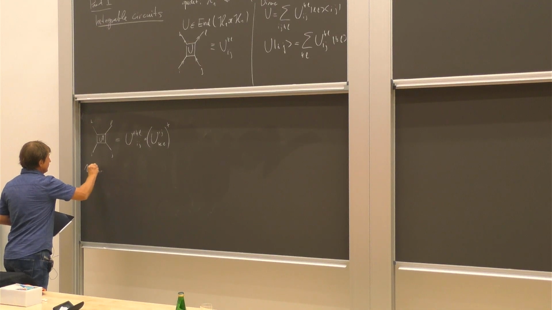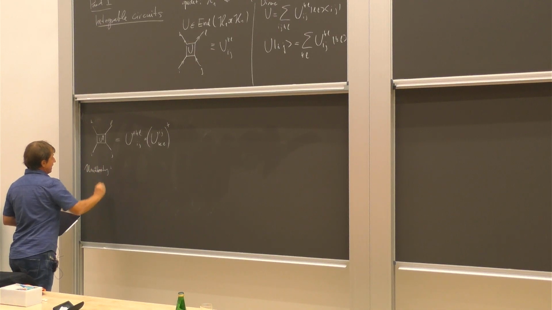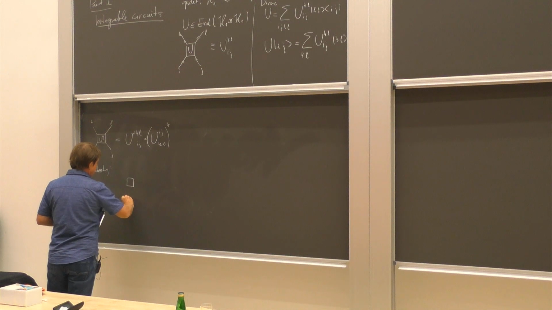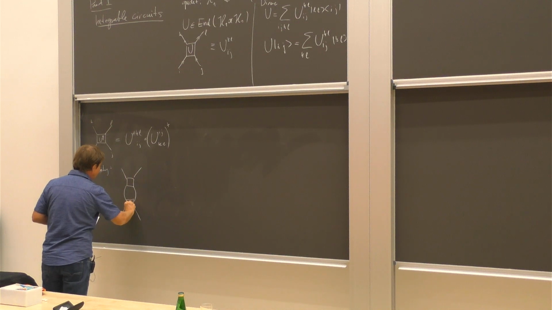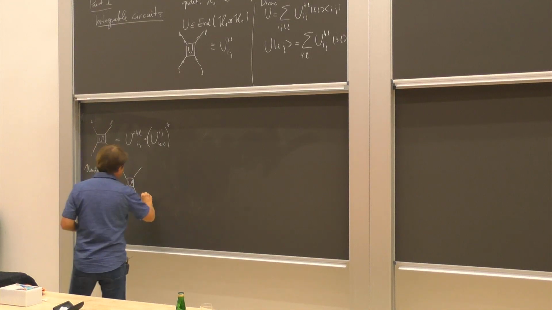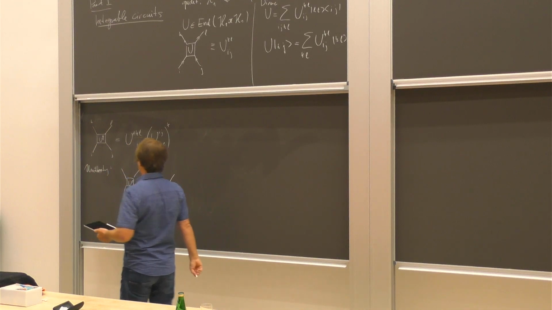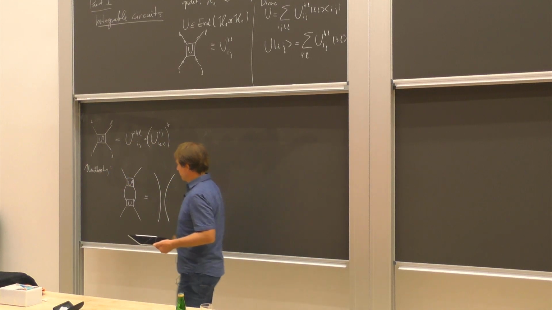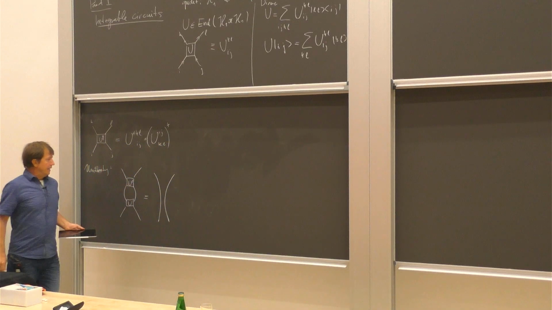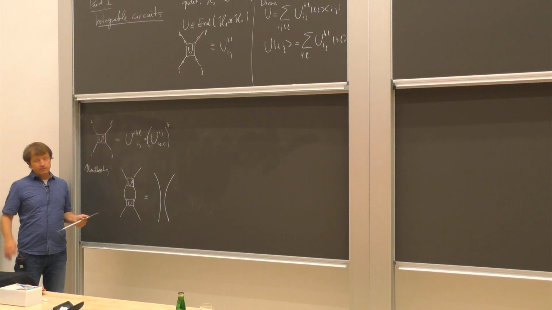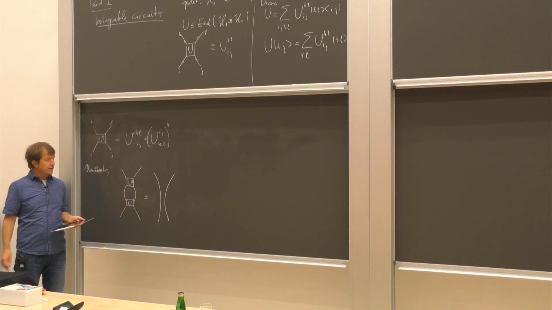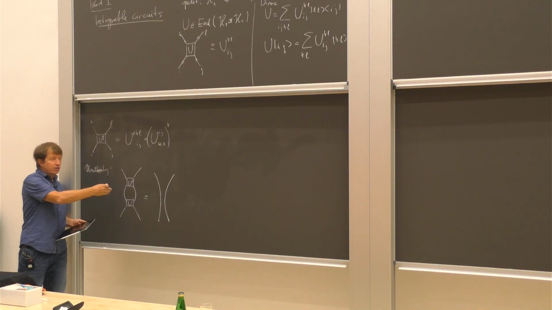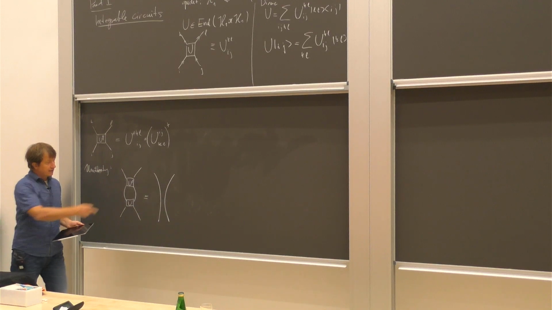So unitarity of this gate can now be simply written as this tensor diagram. You have U here, you have U dagger here, and that should be equal to this. This is a composite object. It contains two qubits, but still it is unitary, and the unitarity is just this. When you compose this object with its Hermitian conjugate, you get identity.